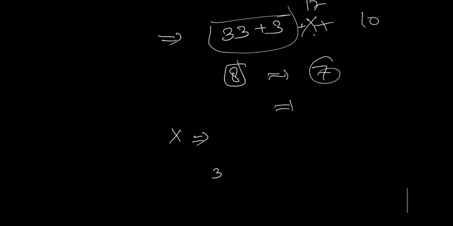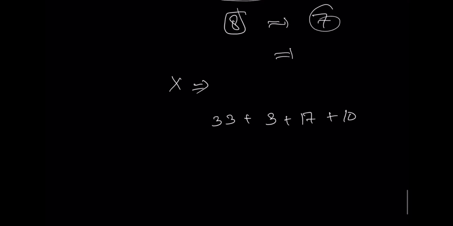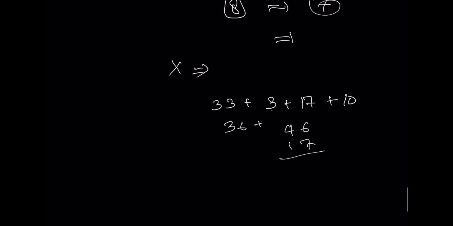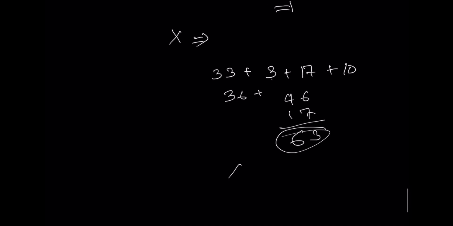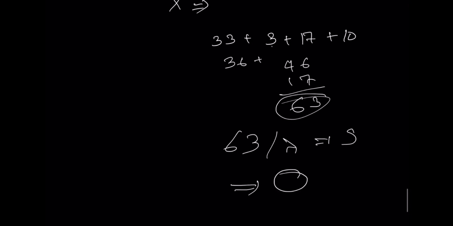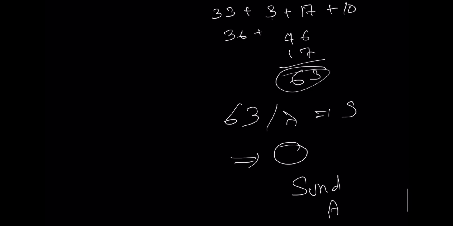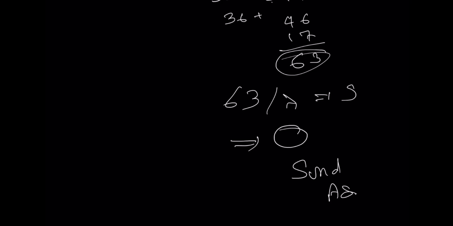So now we sum everything. 33 plus 3 plus 17 plus 10. It gives us 3 plus 3 is 36. 36 plus 10 is 46, plus 17 is 63. Now we can see 63 is divisible by 7 9 times. That means our modulus is 0. That means that day is Sunday. And that is our answer. Simple as that. Now if you practice it, you can do it in less than 1 minute. And see you in the next video. Bye bye.